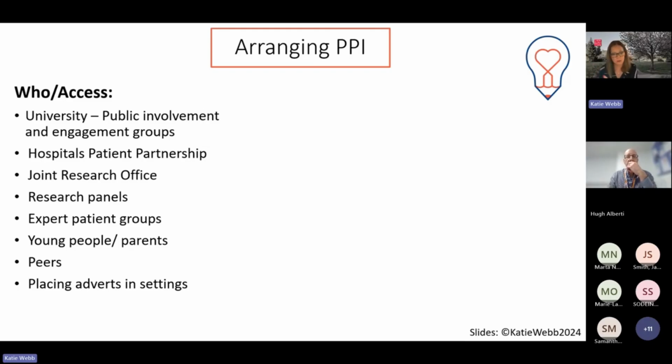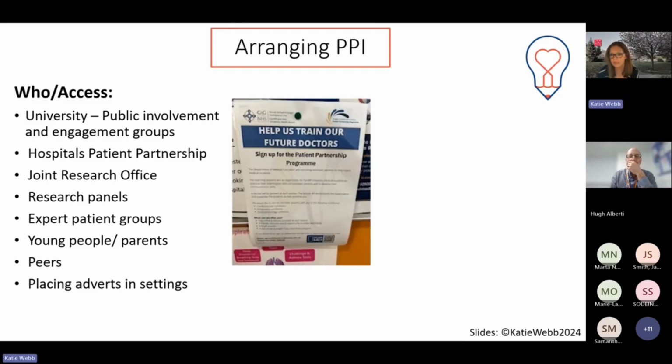And so there are different groups around that, and charities, of course, peers, and placing adverts in settings. So you might often see that there are adverts in hospital and clinical settings actually inviting folks to participate in PPI. This is one of them. I was walking around the hospital and saw that the other day. So, think creatively about that.